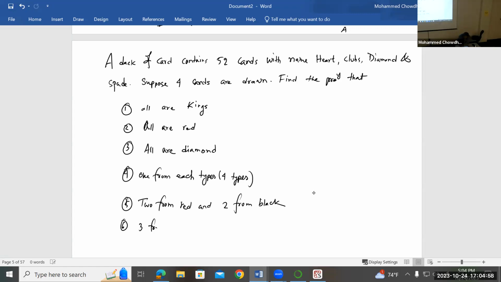3 from spade and 1 from other. Okay. So I just want to solve it in here. Can anyone tell me how I can solve this? What will be the denominator?